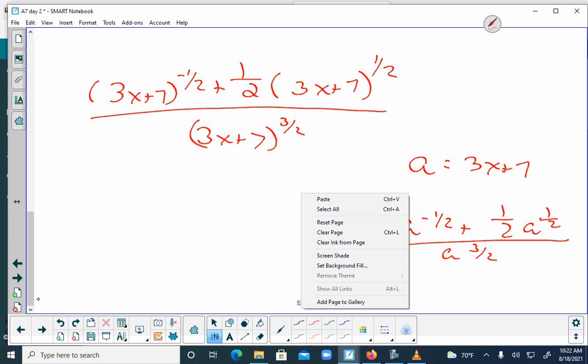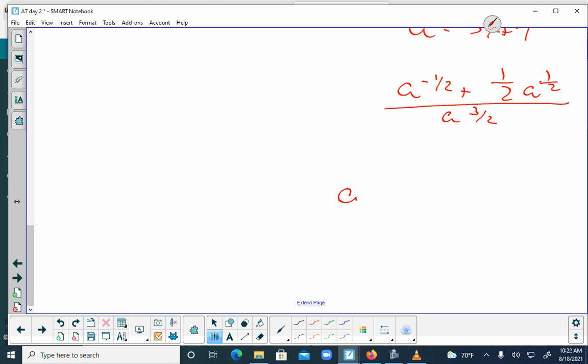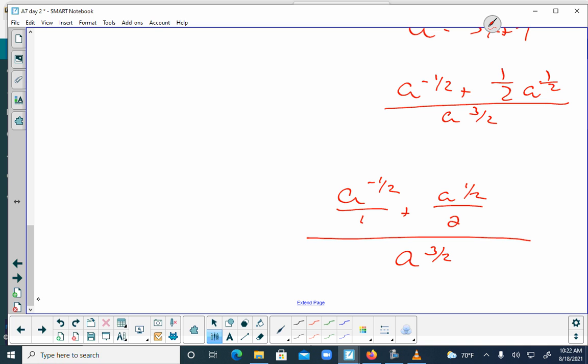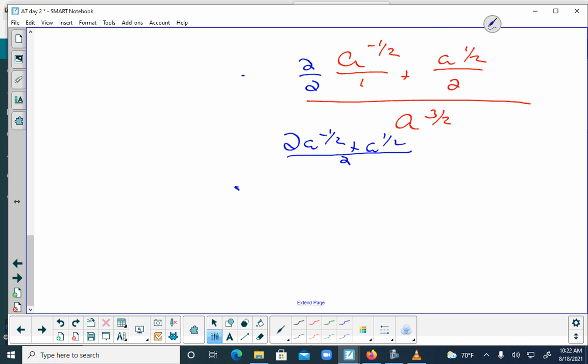When I go to do this, I'm going to rewrite this at first and think of this as A to the negative 1/2 over 1 plus A to the positive 1/2 over 2. Are you with me? And this is all over that denominator. In order to get rid of that 2, what am I technically going to do? Does anyone know? Multiply the left half by 2. So I can do it that way, where I'm multiplying this by 2 over 2, so I'd have 2A to the negative 1/2 plus A to the positive 1/2, and this would all be over 2, and that whole thing would be over A to the 3/2.